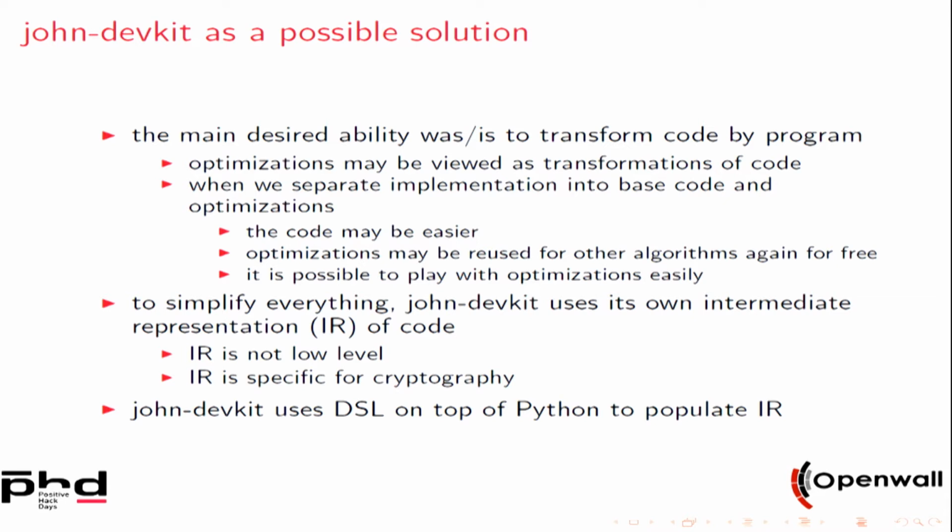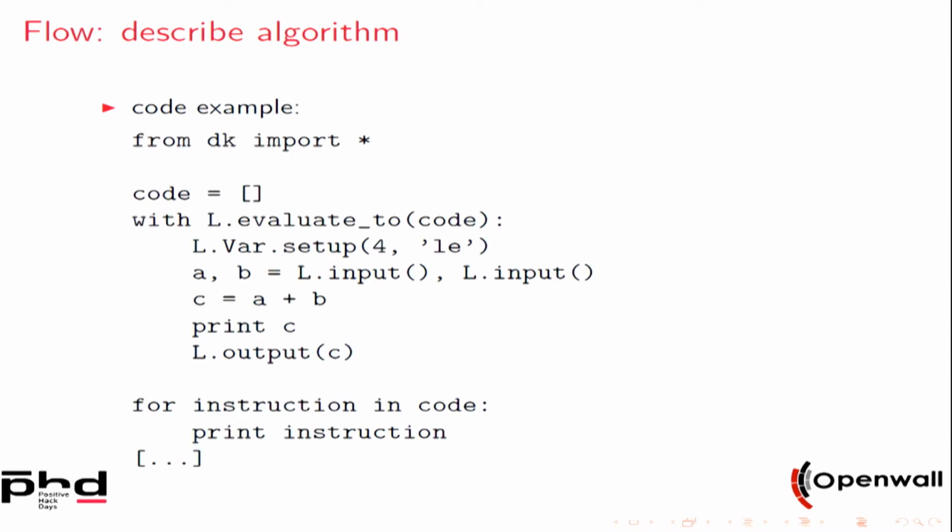In John DevKit, there is no compiler. We use an object-oriented DSL over Python. Let's take a look at code examples.